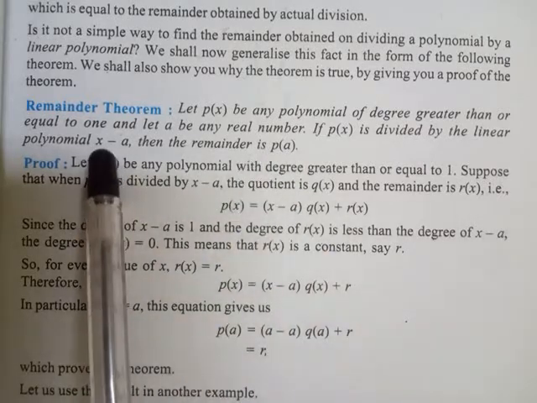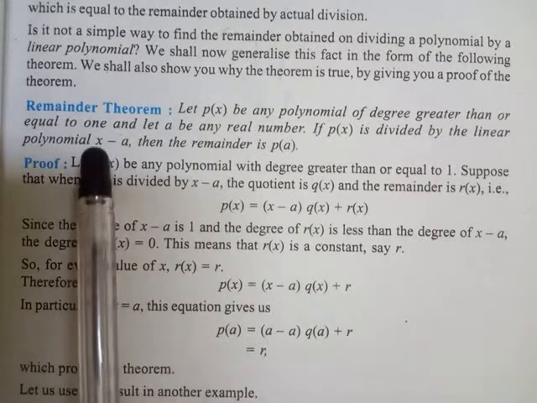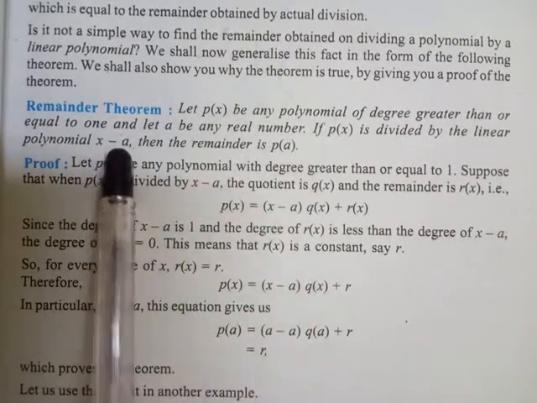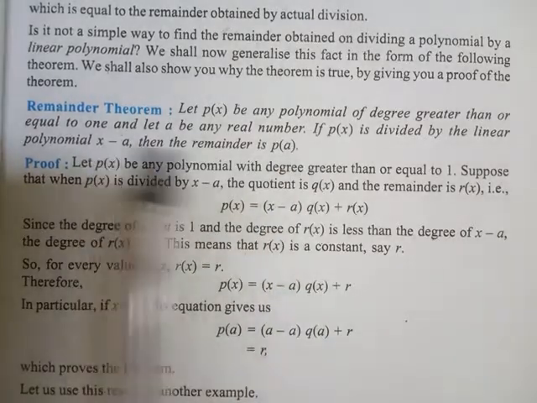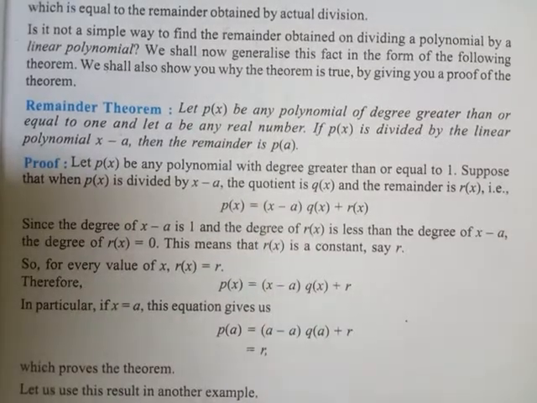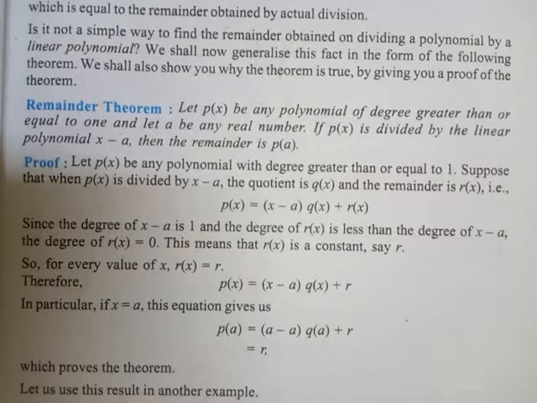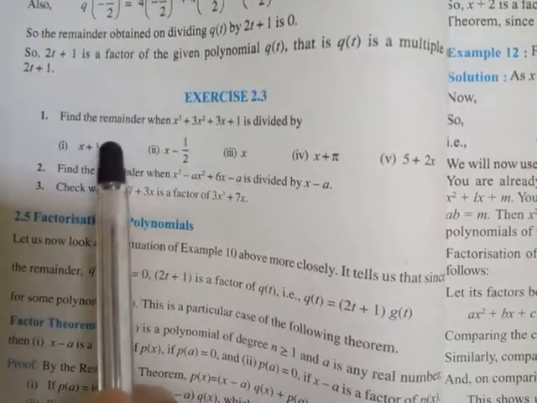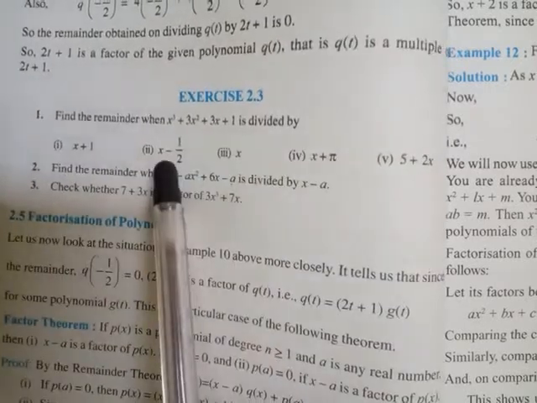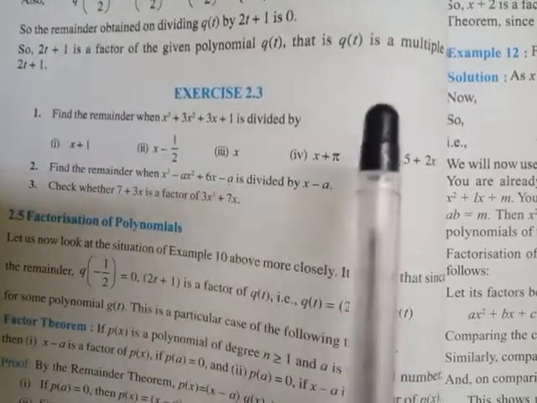X minus a means what? Suppose there is some value, say x minus 1 or x minus 2. If there is minus a, then the remainder is plus a, and if there is plus a, then the remainder will be minus a. Now I am just going to show you some examples. Look student, there is x plus 1, which means there will be P(minus 1), and if there is x minus half, there will be P(half).